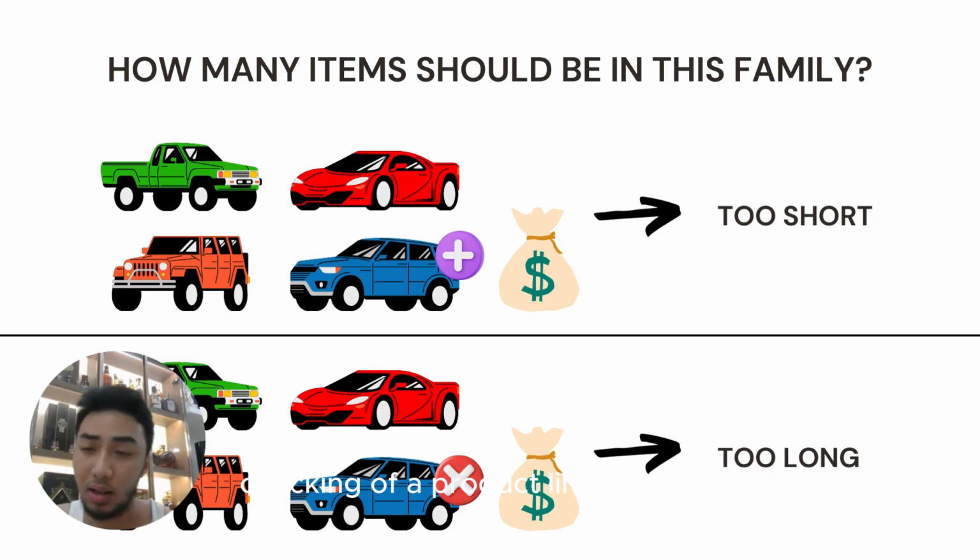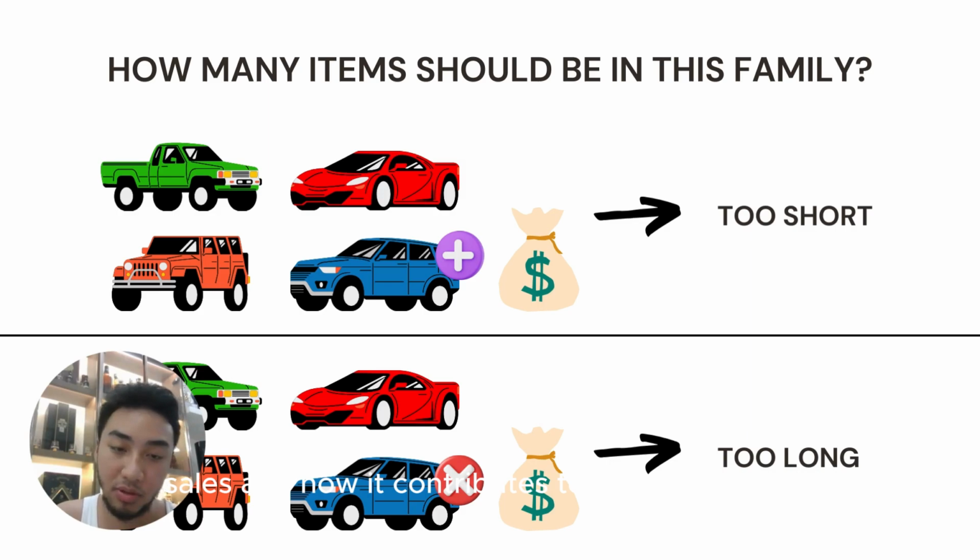Think of a product line like a family. Now, there is a key decision. How many items should be in this family? If adding more makes more money, it's too short. If dropping items means more profits, it's too long. Managers need to stay sharp, regularly checking each item's sales and how it contributes to the family's success.